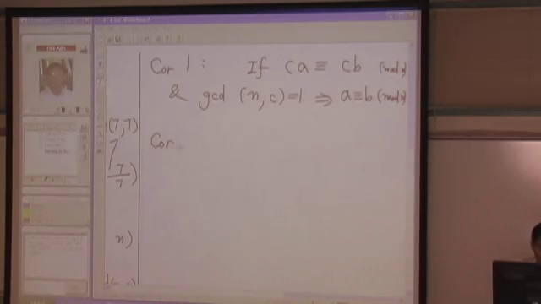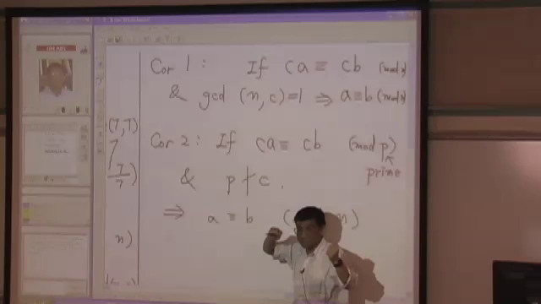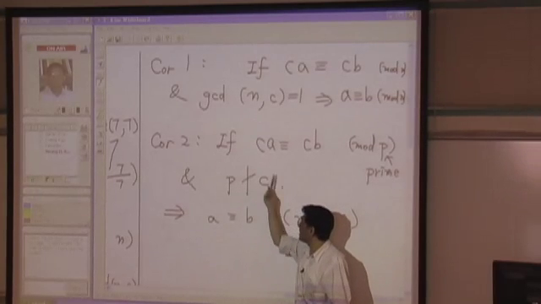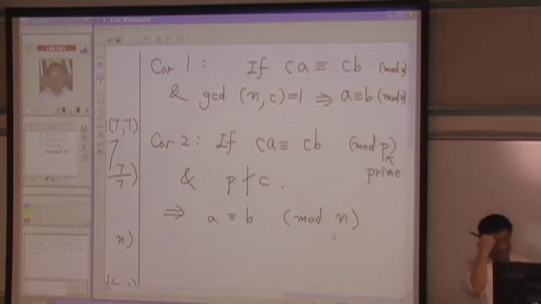And then corollary 2: if CA and CB are congruent mod a prime, mod P, which is prime, and P does not divide C, then A is congruent to B mod P. Why? If the prime does not divide the given number C, then GCD of the prime and C should be 1, right? Because it doesn't divide. Do you get it? Because P does not divide C, GCD of P and C should be 1 because P is prime. So n over 1 is n. All these are obvious things from the GCD equal to 1 fact. So these are the things.